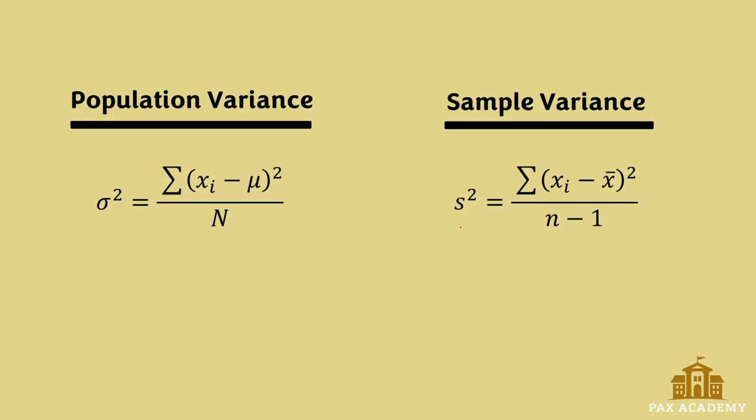Now in this video, we're going to be focusing mainly on the sample variance. So the sample variance, s squared, is equal to the sum of each data point, xi, minus the sample mean, x bar, squared, over the sample size minus 1. As you can see, the only difference apart from the notation is that for the sample we need to do n minus 1. So we add the minus 1. Now I won't get into why this is, as this is quite a complicated reason.